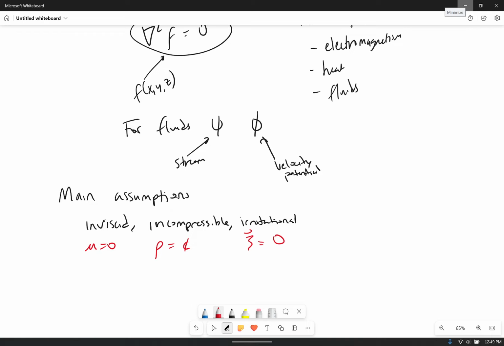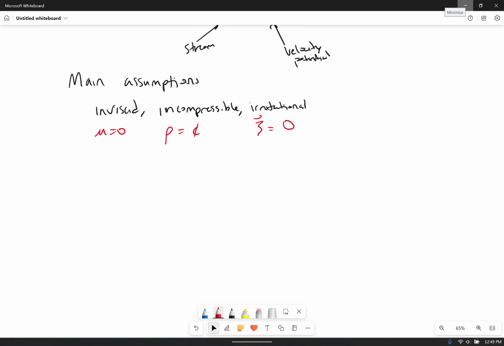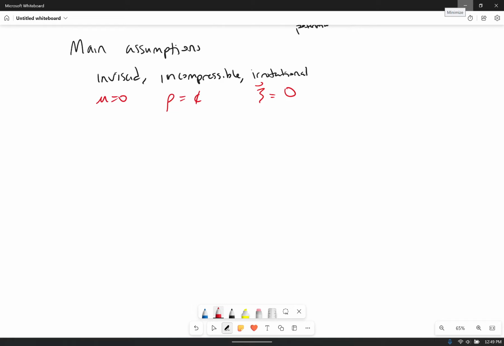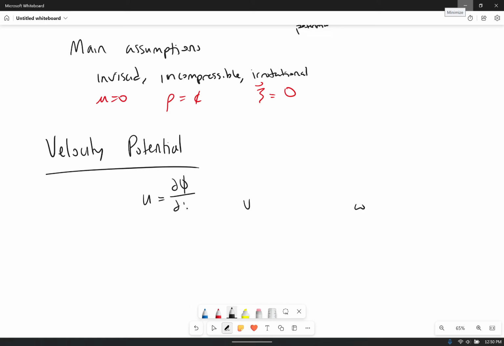Okay, now with that, let's go ahead and see how this works out. So first off, we'll start with the velocity potential. Okay, and so our velocity potential looked like this. So I get that my u, v, and w, my x, y, and z components of velocity, are equal to the gradient of the velocity potential in those directions. So del velocity potential del x for all of these.